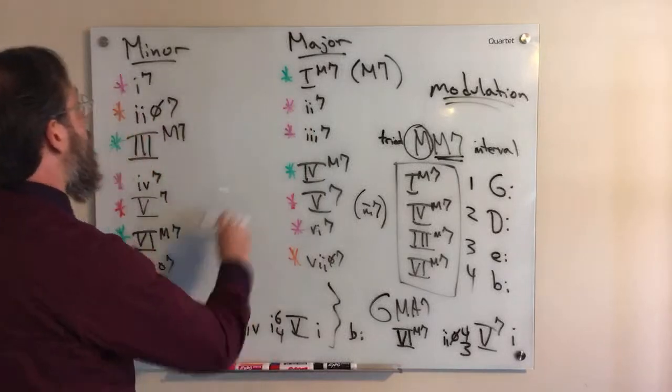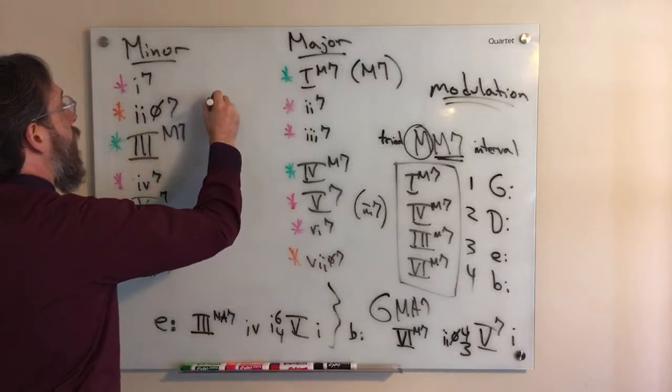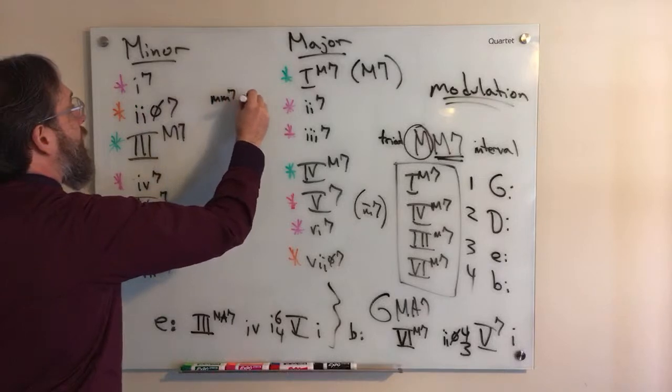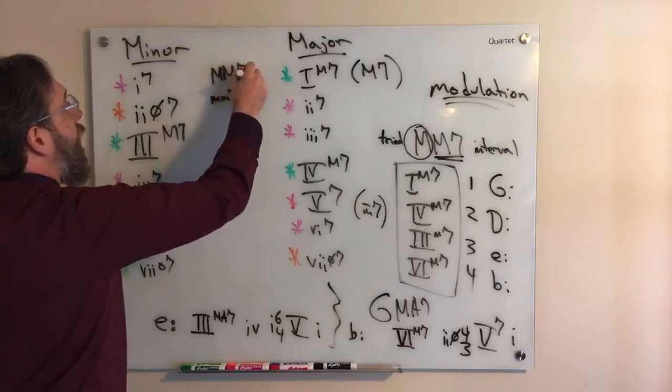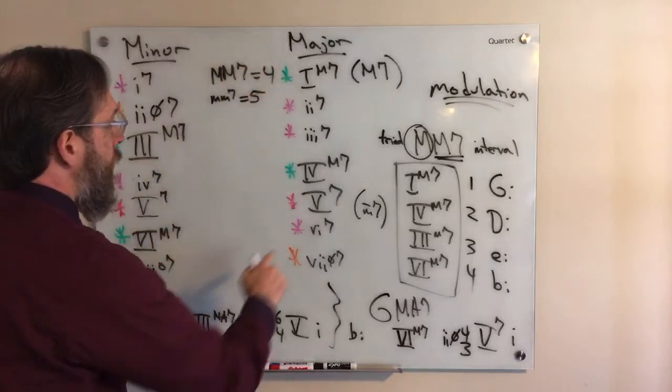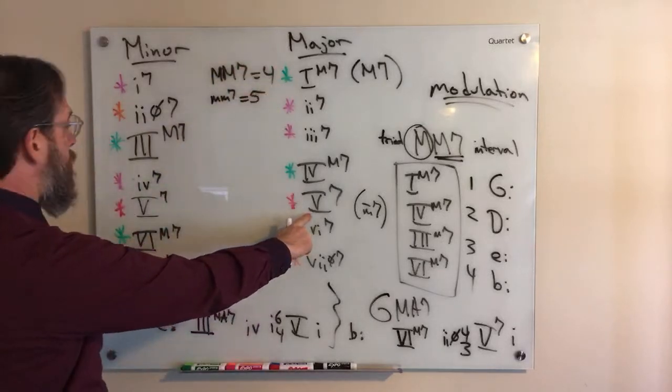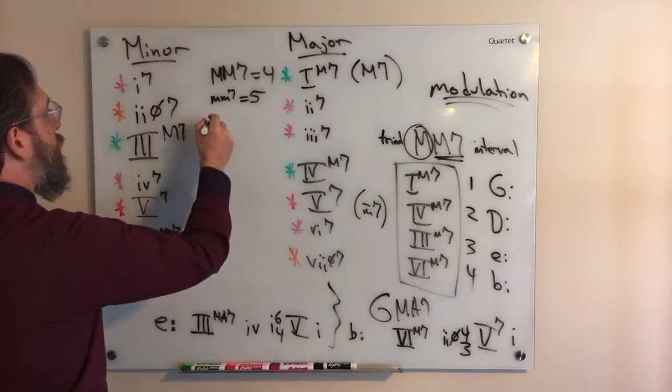5 options. So minor 7 gets 5 options. Major 7 gets 4 options. The dominant 7, the major minor 7, it's only 1 option, right?